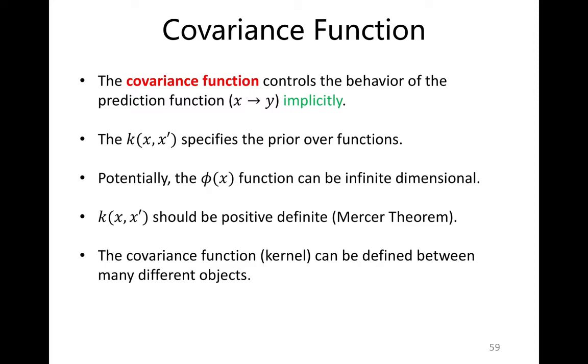Another interesting thing about this covariance function is that you're not limited to a finite vector. You can basically define your similarity function between sets, you can define it between strings, and you can define it between images and any complicated object. As long as you can prove your kernel function is positive definite, you're good to go.